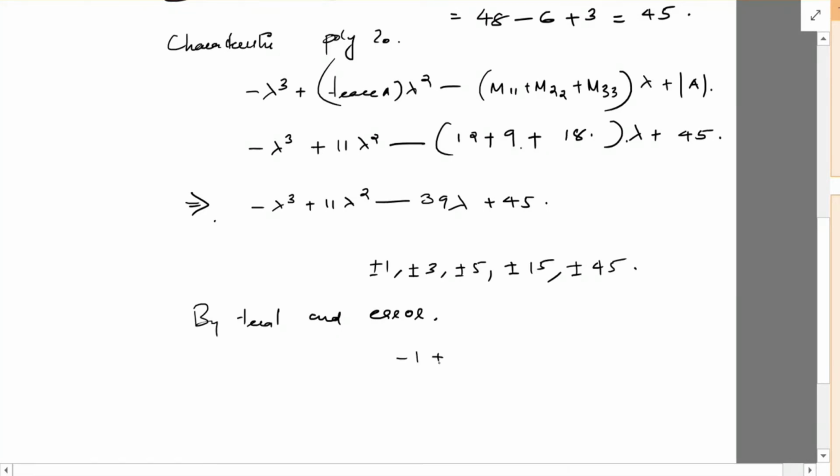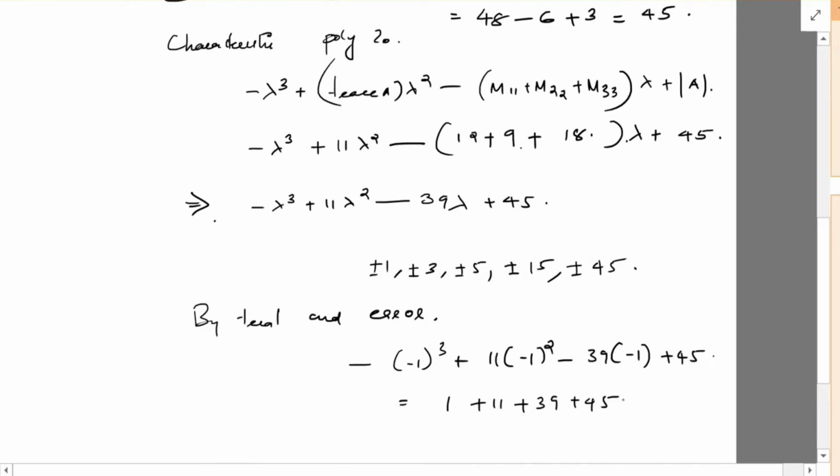Okay. What about minus 1? When you substitute minus 1, it will be 1 plus 11 plus 39 plus 45, which is also not equal to 0. Okay. What about 3?